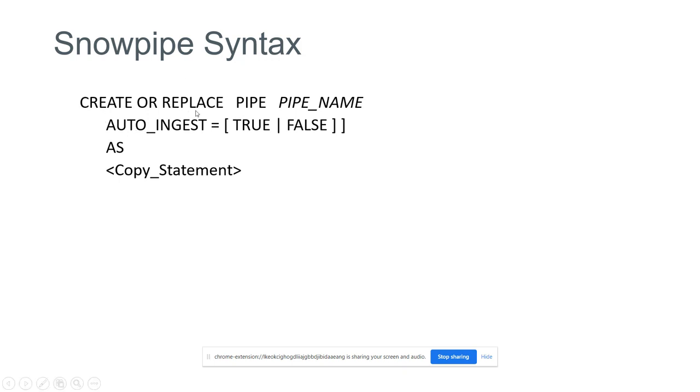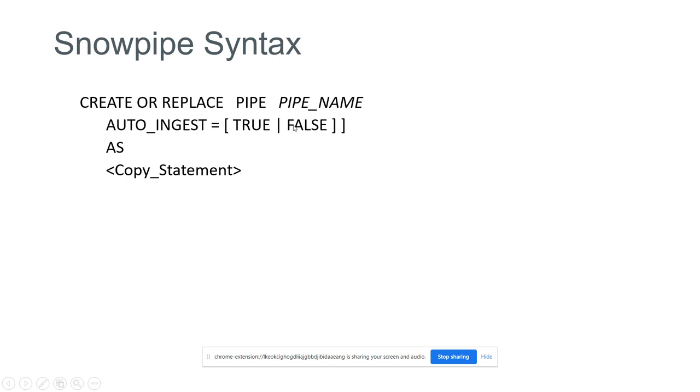Okay, create or replace pipe, the Snowpipe name. Okay, auto ingest equals true or false. Whenever you make auto ingest equals true, that means the files will be loaded immediately whenever they appear in the AWS S3 bucket or the cloud storage locations.